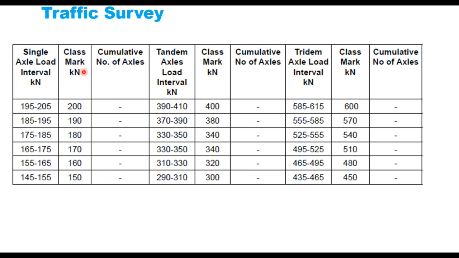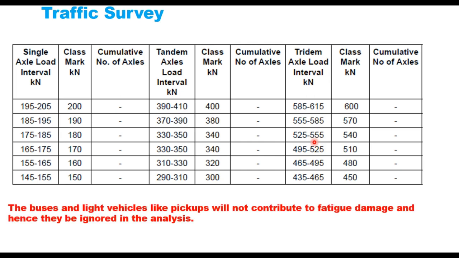For single axle load, the class interval can be taken as 10 kN. For tandem axle load, it is 20 kN. And for tridem axle load, this class interval can be 30 kN. These are suggestions given in IRC 58 also. The buses and light vehicles like pickups will not contribute to fatigue damage, and therefore their count is generally ignored in the analysis.